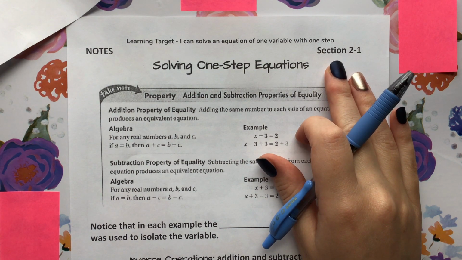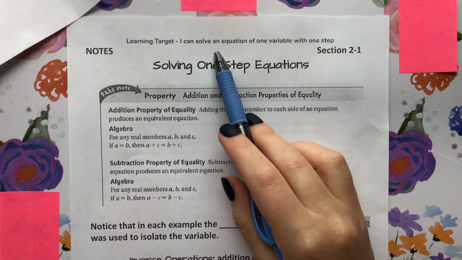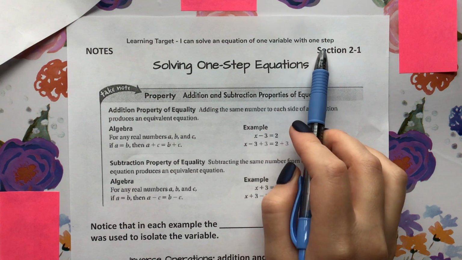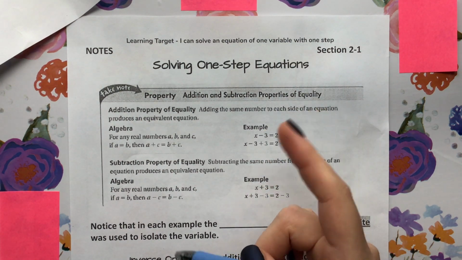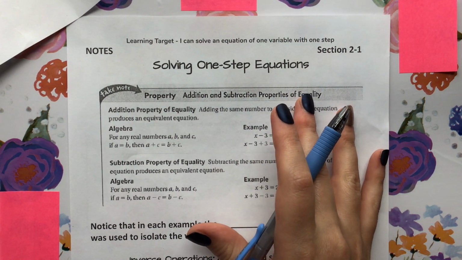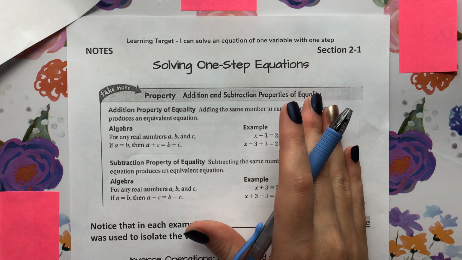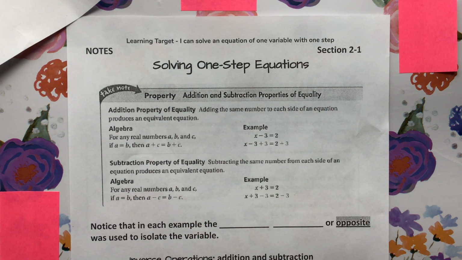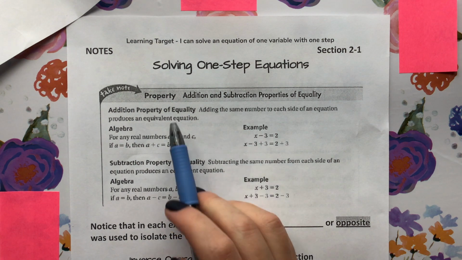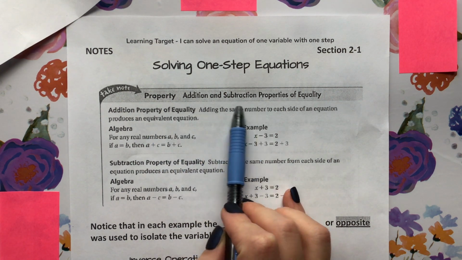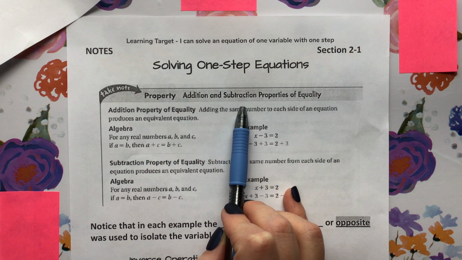All right, so today what we'd like for you to be able to do is to solve an equation of one variable with one step. So all of these, you just have to do one operation, and then you will have your equation solved. We have some addition and subtraction properties that I want to talk to you about.